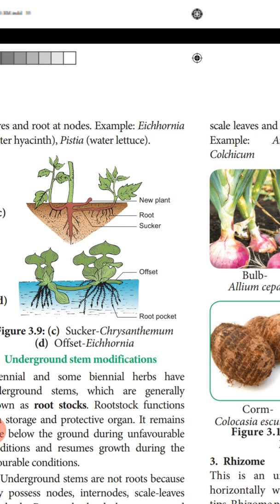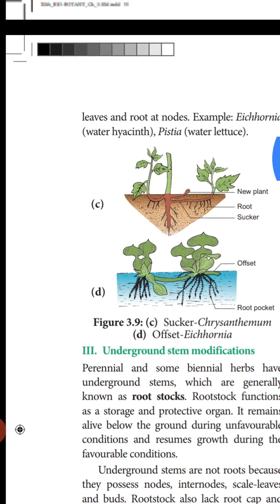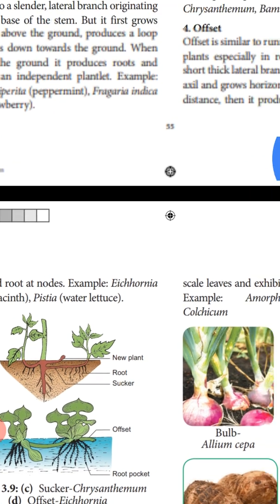When they are growing down below the soil obliquely, from the nodal regions they give rise to roots, and when they come up, they develop into a new plant. So this is an example for the sucker, as in chrysanthemum.